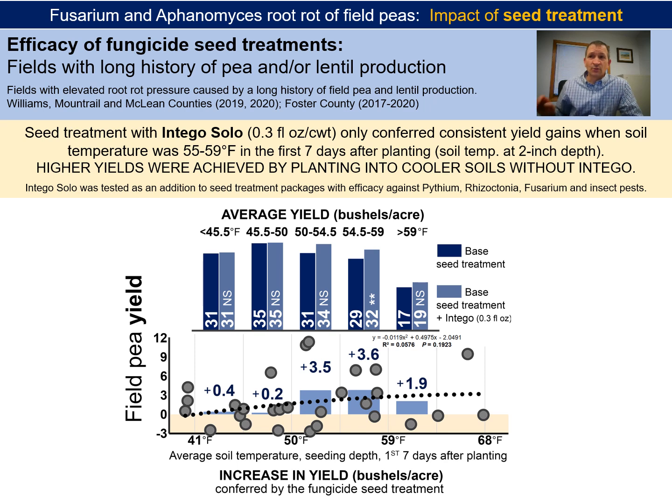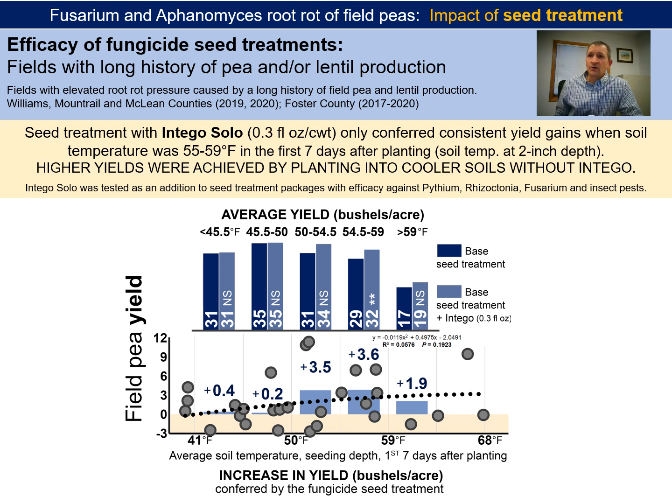All right, so once the soils got warmer, then the ethoboxam helped us with yield. But let's look at the average yields in that bar graph. What do you see? You can see that adding the ethoboxam helped maintain our yield potential in 50 to 59 degree soils. But it did not allow us to exceed the yield potential we obtained without ethoboxam by planting in optimal soils between 45 and 50 degrees Fahrenheit at the seeding depth in the first 7 days after planting.